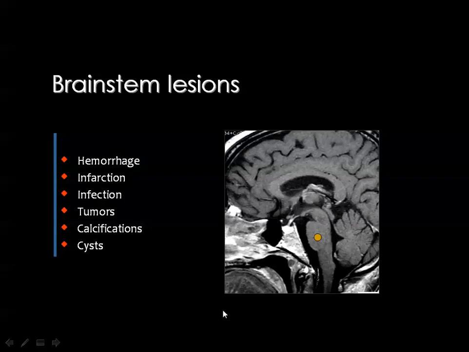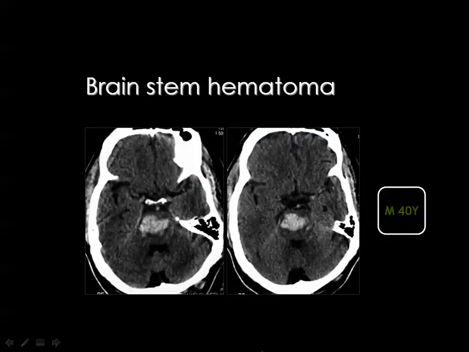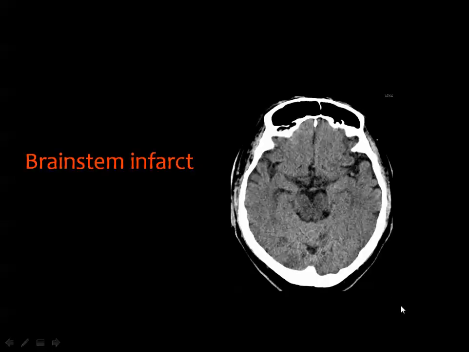And you can see calcium in the caudate, calcium in the lentiform, calcium in the thalamus, and calcium in the dentate nuclei. We came finally to the brainstem lesions, and they include hemorrhage, infarction, infection, tumors, calcium, and cysts. And in the brainstem, hematoma may occur, like in this case with a hyperdense lesion in the CT scan occupying the region of the pons, representing acute hematoma.